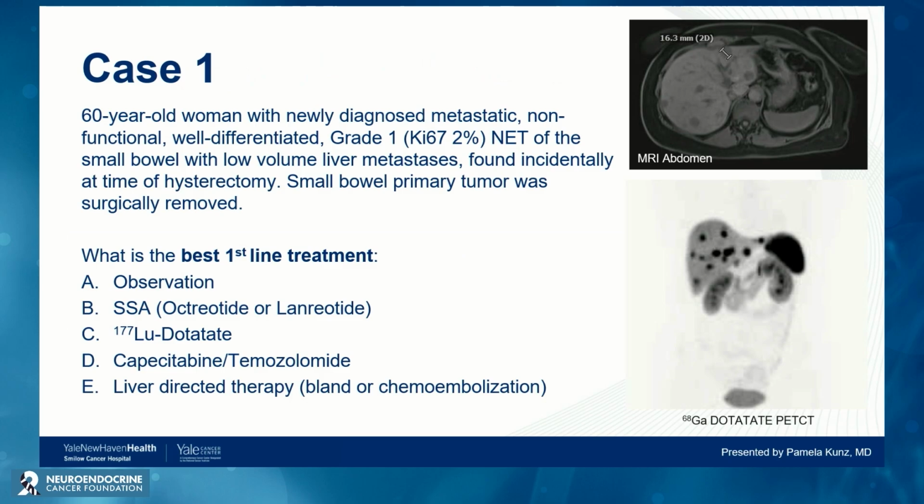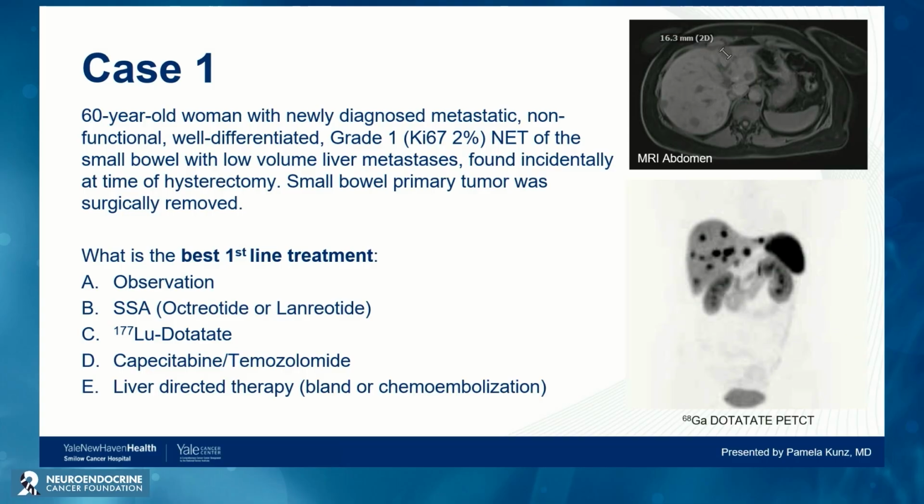This is a 60-year-old woman. She has a newly diagnosed metastatic, non-functional, well-differentiated grade 1 NET of the small bowel. The Ki-67 is very low, it's 2%. And she has low volume liver metastases, generally meaning that they're small. This was in fact found incidentally at the time of a hysterectomy, and so she was completely asymptomatic. Her small bowel primary tumor was surgically removed. And then we're thinking about, well, what's the best first line or starting treatment for her?